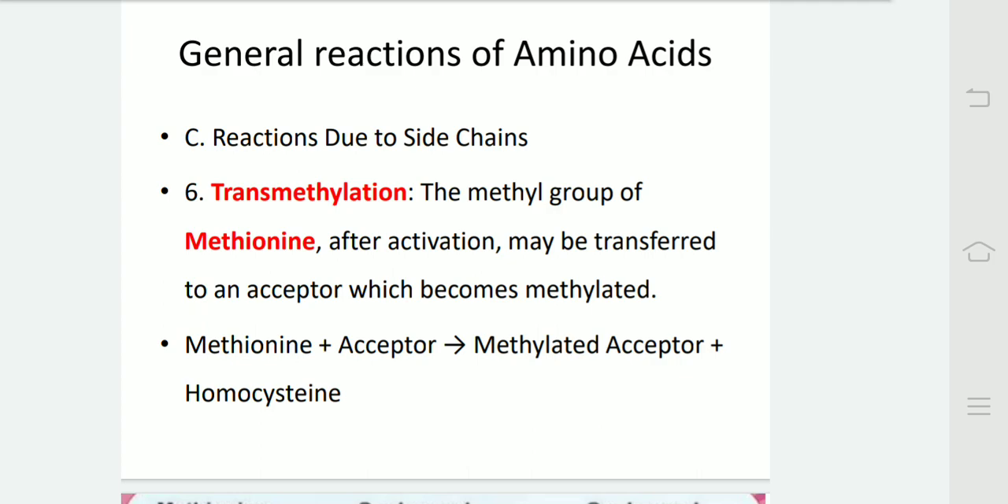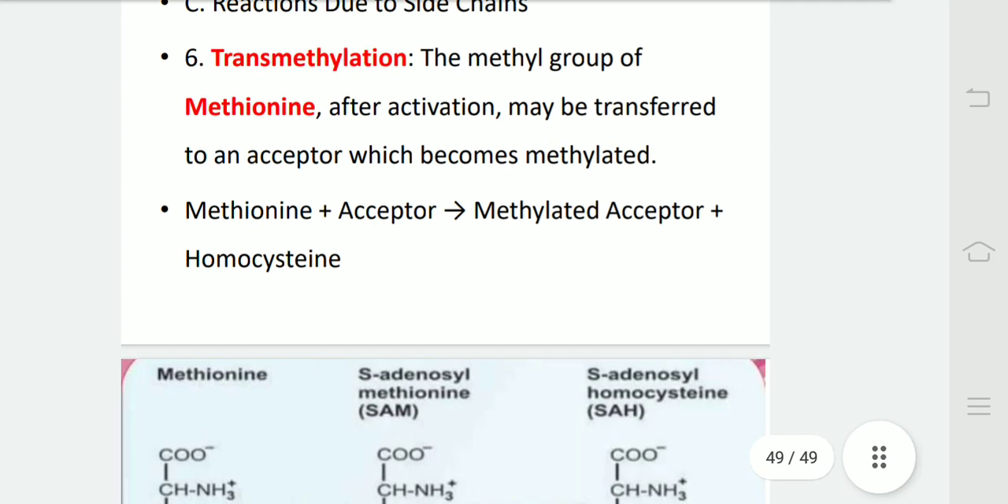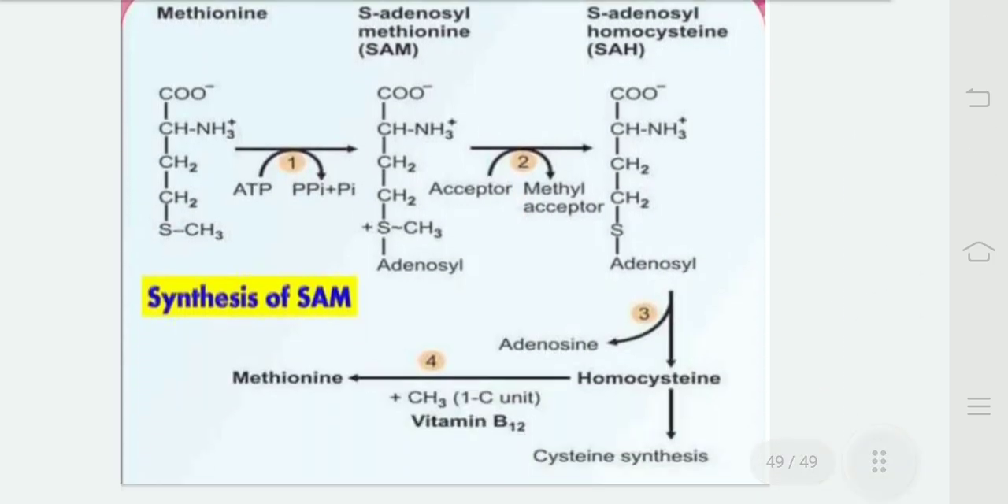Transmethylation. The methyl group of methionine after activation may be transferred to an acceptor which becomes methylated. Methionine plus acceptor gives methylated acceptor plus homocysteine. In this diagram, we can see that methionine helps in transfer of the methyl group.